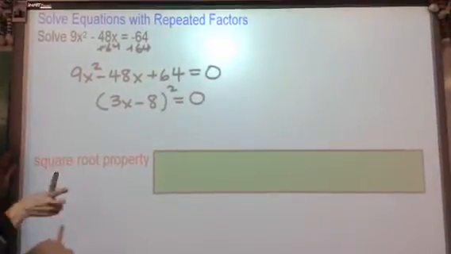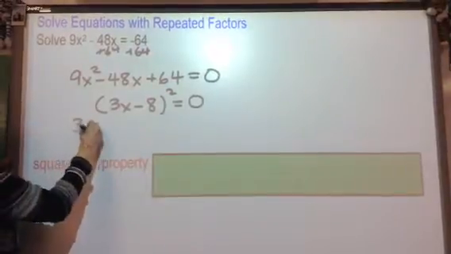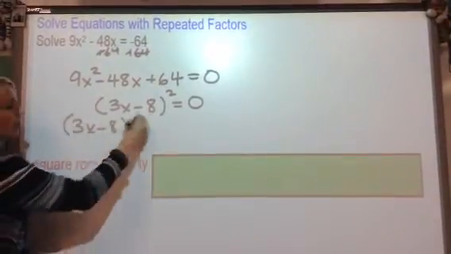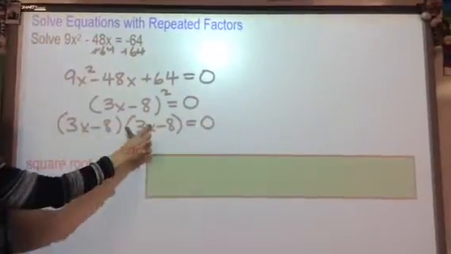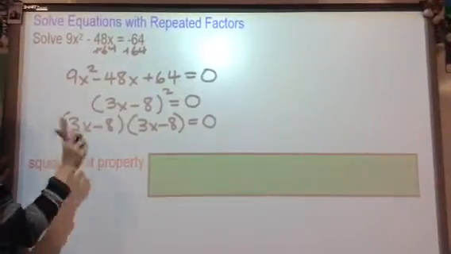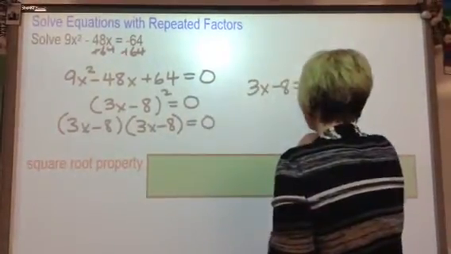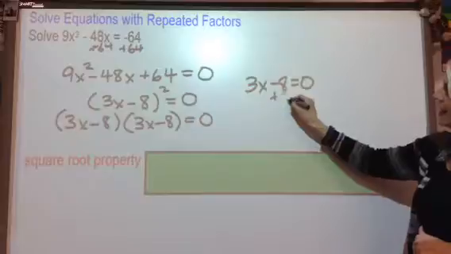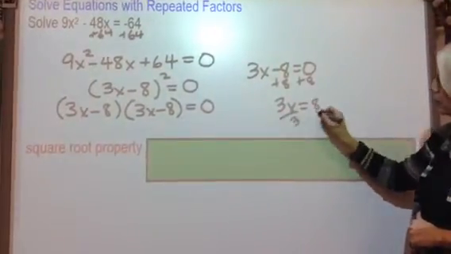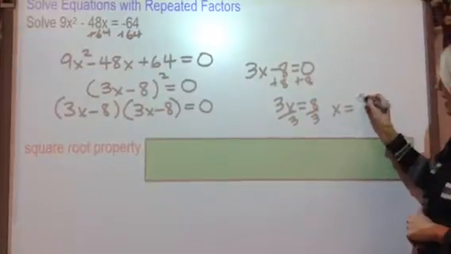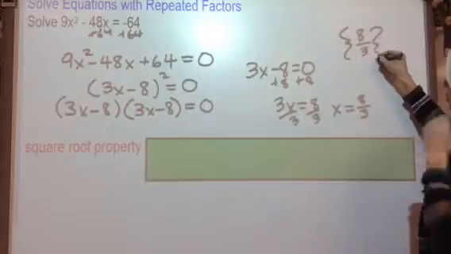What you can do now is you can separate. This is 3x minus 8 and another 3x minus 8. Well, this is the same binomial, so we really only have to do one balancing equation here, and that would be 3x minus 8 equals 0. You would add 8 to both sides, and you get 3x equals 8. Divide by 3, and you get x is equal to 8/3. So you put your set brackets out, and this would only have one solution.